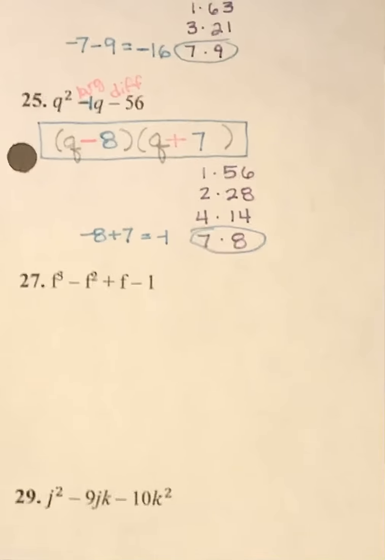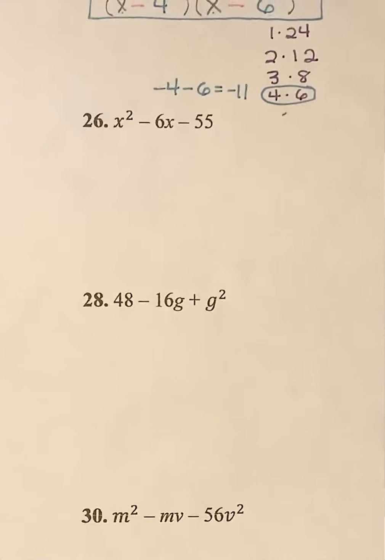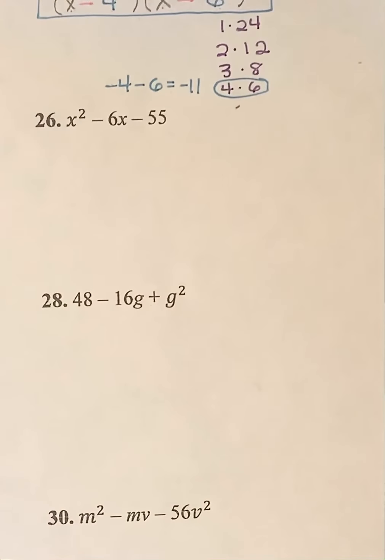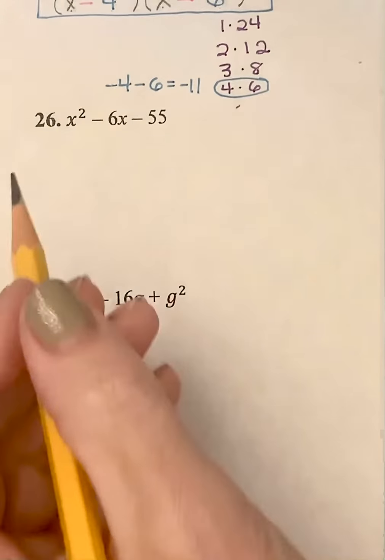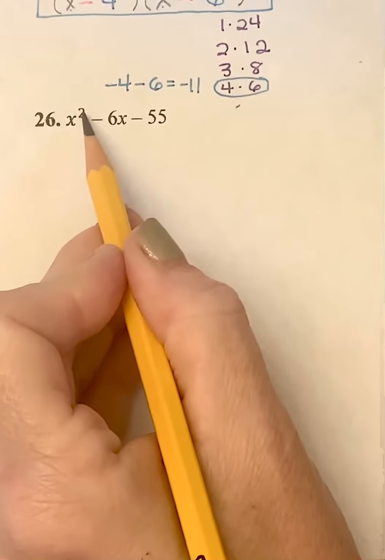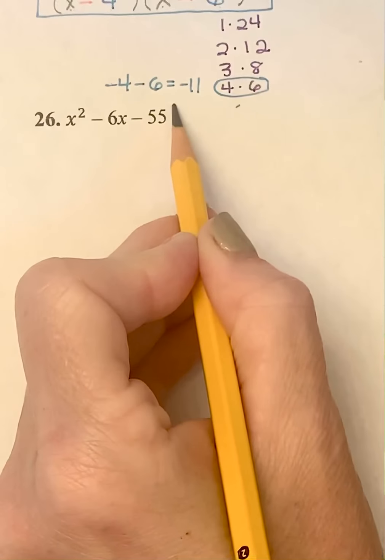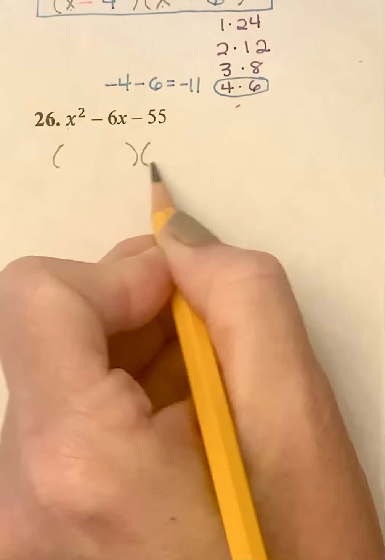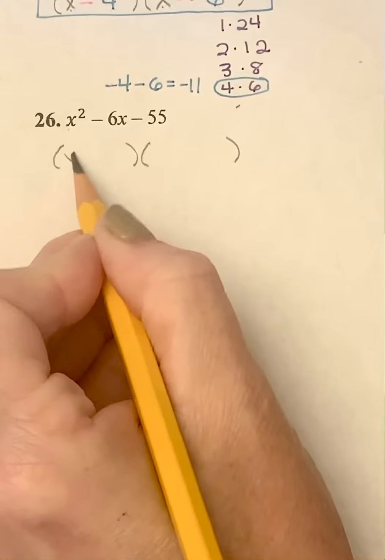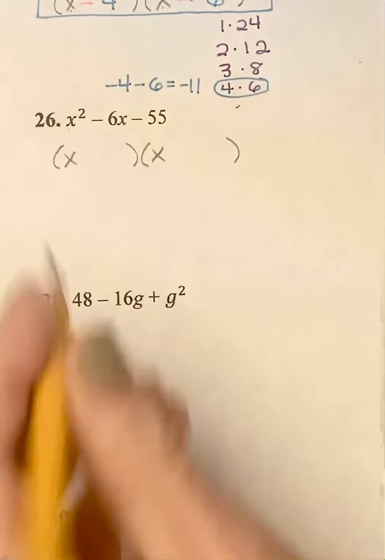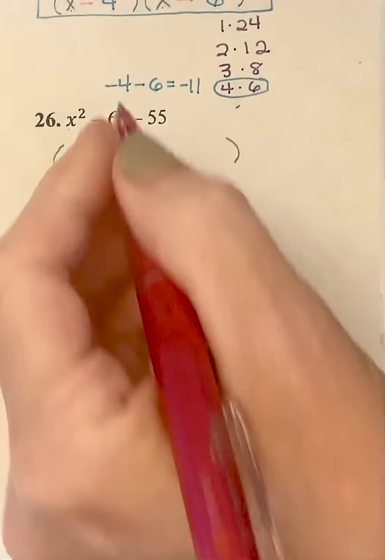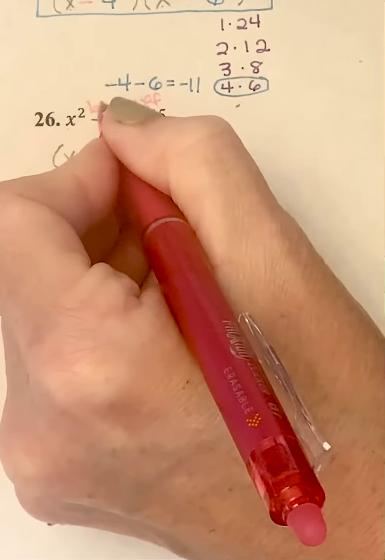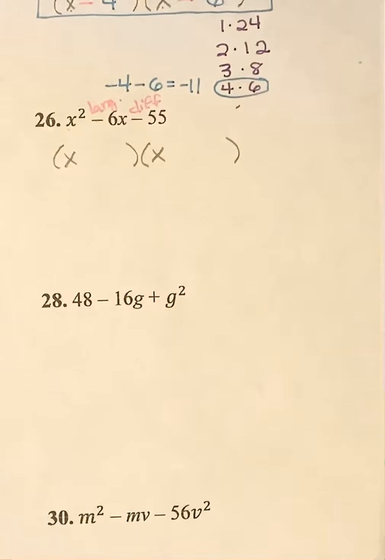Number 26. All right, there's no greatest common factor. It's a trinomial, and the degrees are in descending order, and the leading coefficient is 1. So I can factor using this method. Okay. I know the signs are going to be different, and this tells me the larger number will be negative.